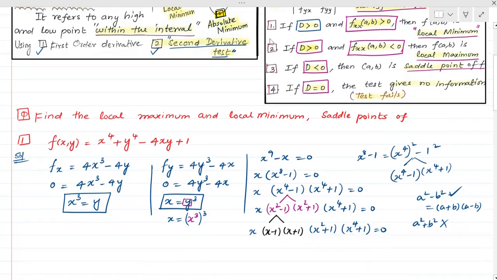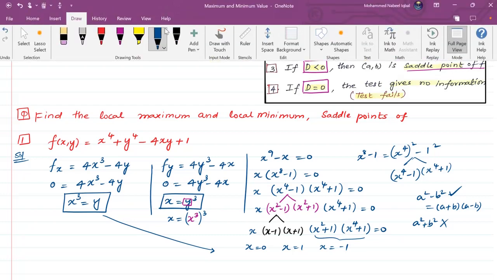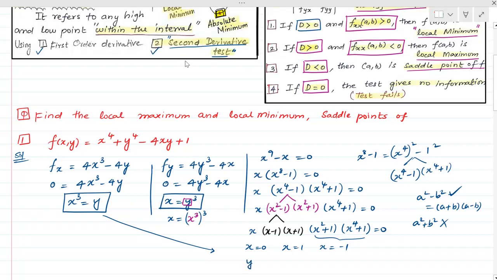Now I will just substitute the value here. If you put it equal to 0, these two values become a complex number. So here you will get a real part. What is that? It is equal to 0. This is equal to 1. x equals minus 1. When I substitute in the y, what will we get for y? The y becomes 0. The y becomes 1. The y becomes minus 1.